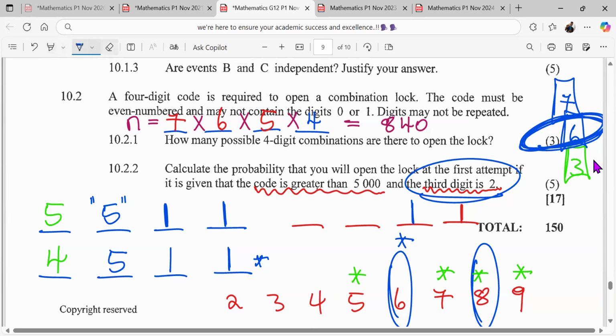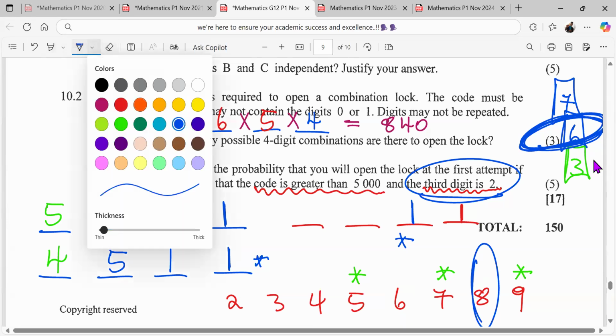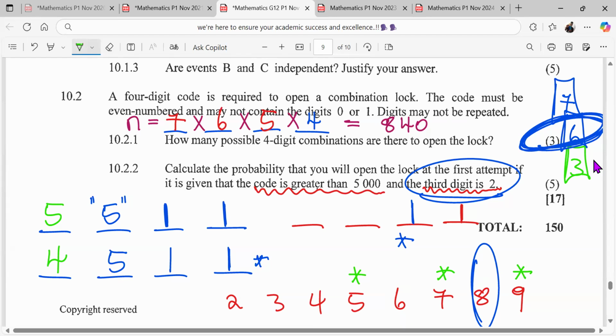And the last possibility is when 8 is on the last position. So when 8 is on the last position, what is going to happen? Well, once again, I still have 6 numbers to choose from, but those that are eligible in order for this code to be greater than 5,000 are actually 4 once again. And of course, I can now use the 5 other numbers. Yes, that's what I'm saying.